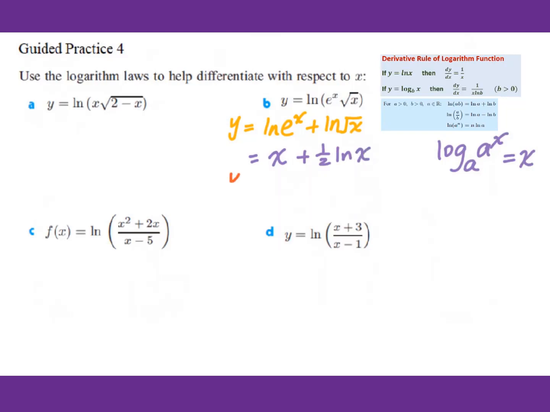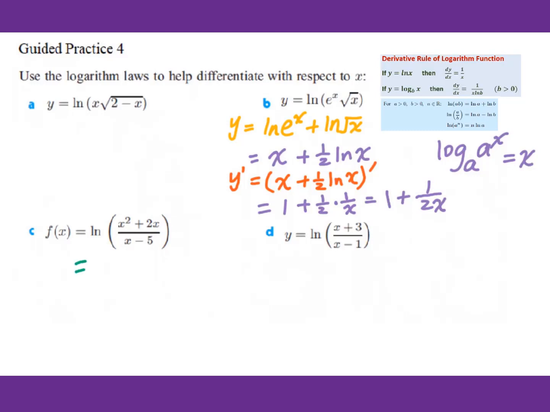When you do the derivative of this y means we do derivative of x plus 1/2 natural log of x. Derivative of x means 1 plus 1/2 times derivative of natural log of x means 1 over x. So you will get the 1 plus 1 over 2x will be the solution. Now let's go to C.